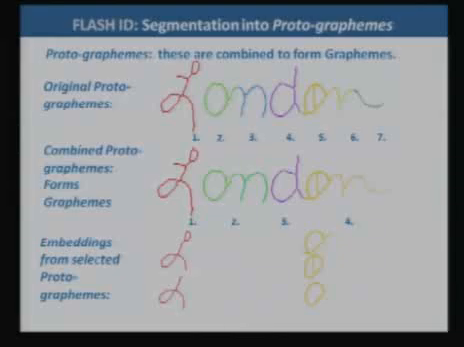We also have an automated simplification of some of the graphemes to embeddings. In this particular slide, you see that the L in London, towards the bottom of the slide, is simplified. The O in London is simplified at the bottom of the slide. Again, totally automated procedures.